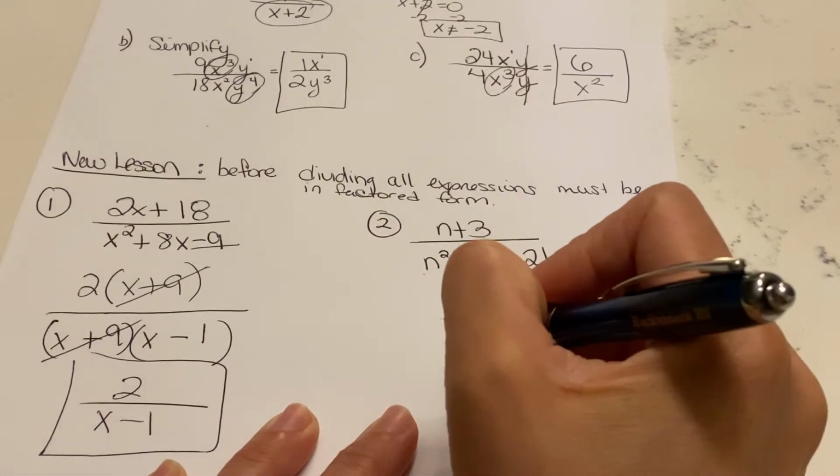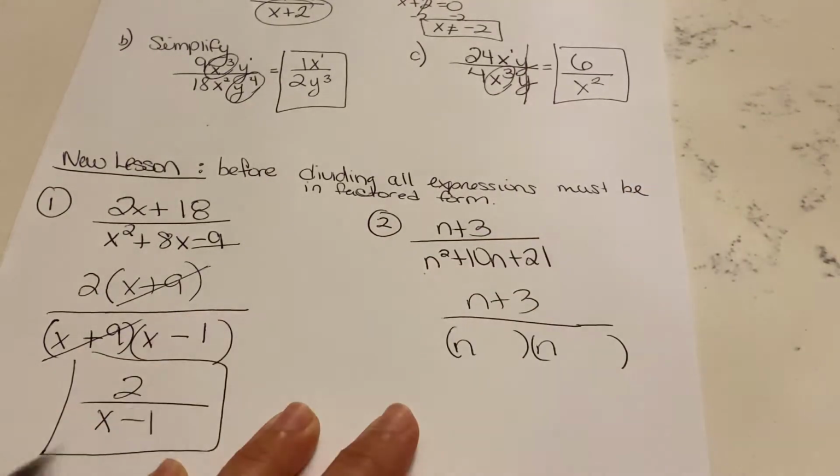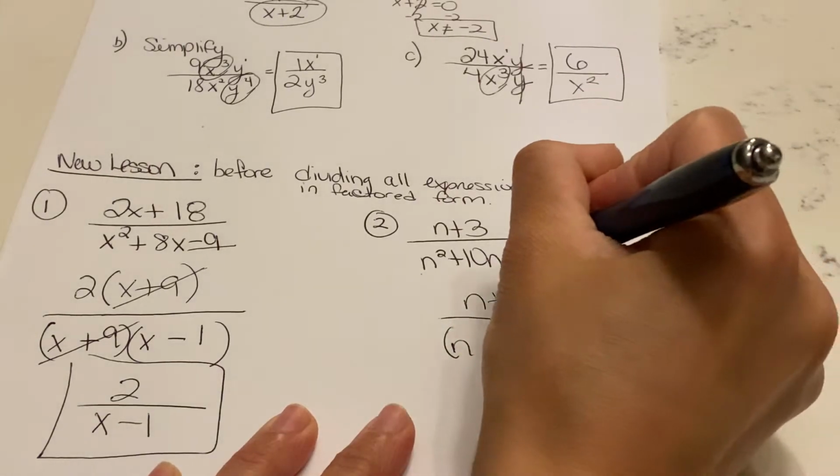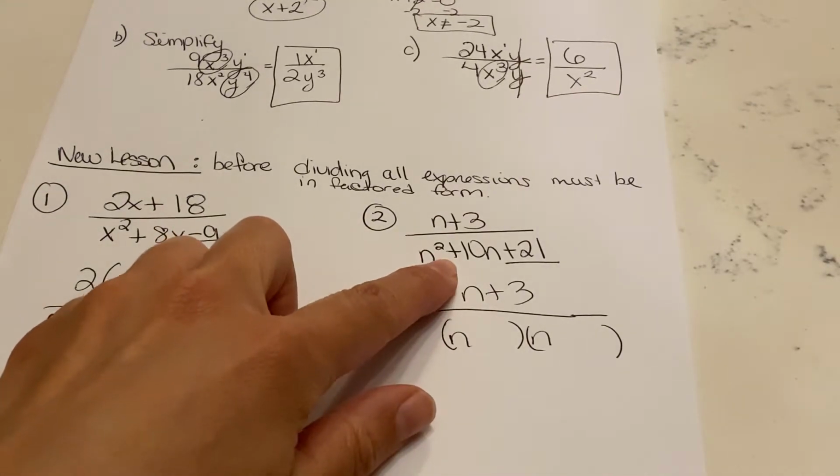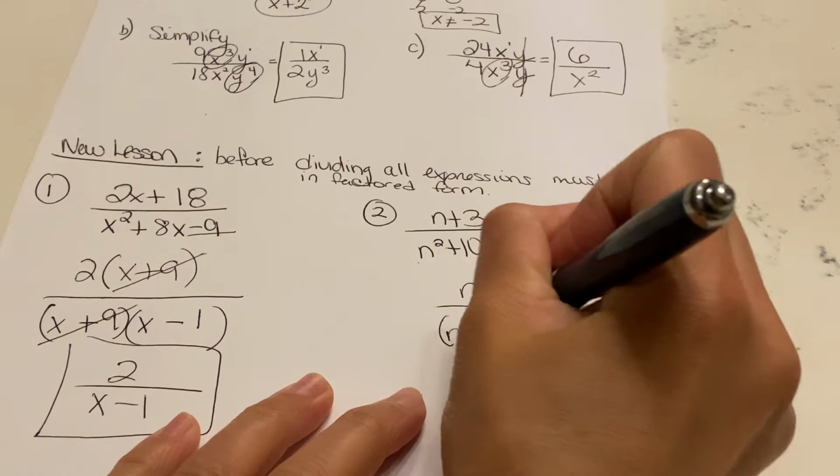I have an n. How do I get an n squared? N times n. My last term is positive. This tells me it's either going to be 2 positives or 2 negatives, all right? I look at the middle number, it is positive. This tells me it's 2 positives.